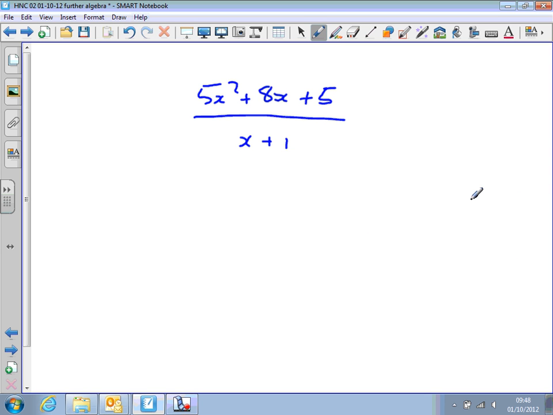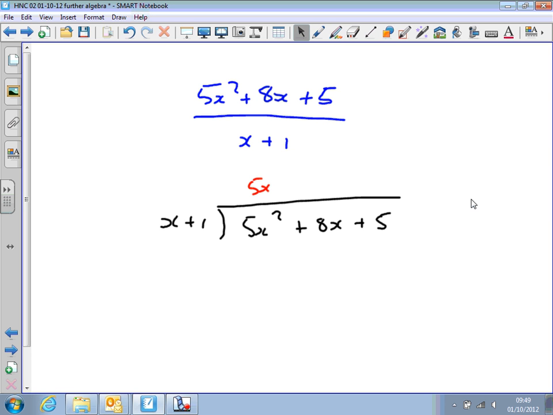So, let's see what to do. So x plus 1 into 5x squared plus 8x plus 5. First step. Times by 5x, right, 5x, to get 5x squared. So what's going to go underneath?